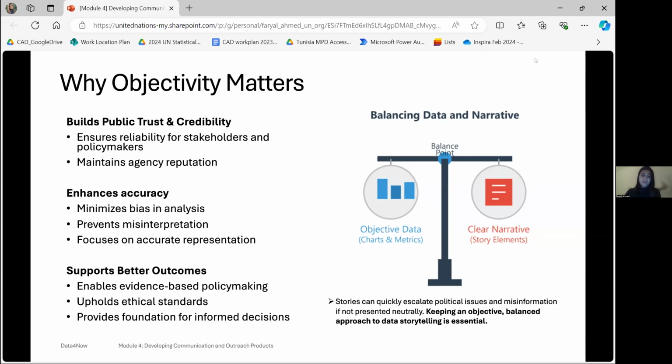The power of storytelling is that it simplifies things for the audience, but that obviously comes at a risk as well, that we have to make sure that we're sending the right message to ensure that we still have the public interest and credibility, so that we're not creating a bias with our data and are presenting the data as it is. And that's where objectivity matters.